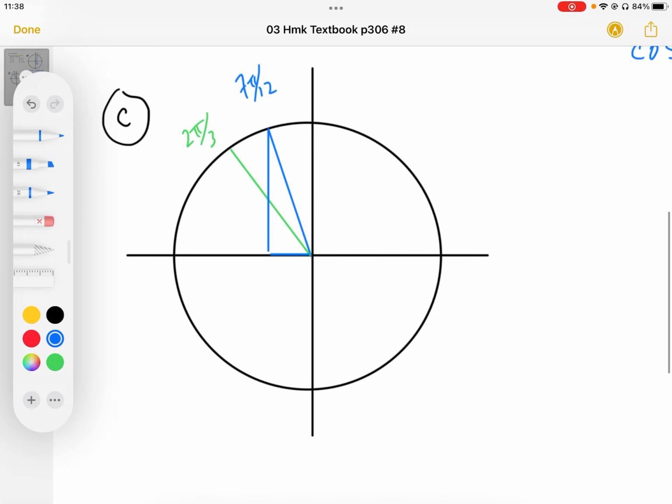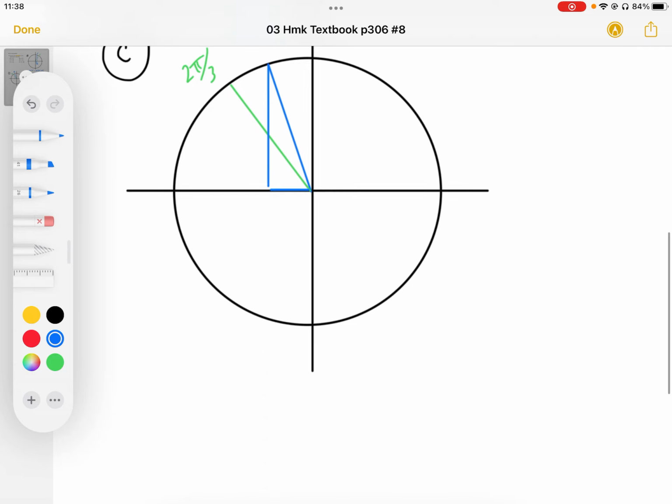So we used a sum angle this last time. So I'm going to use a difference angle. So I'm going to use sine of 7 pi over 12 is equal to sine of 3 pi over 4 minus pi over 6. Okay, so that's going to be 9 pi over 12 minus 2 pi over 12, and that gets me to 7 pi over 12.